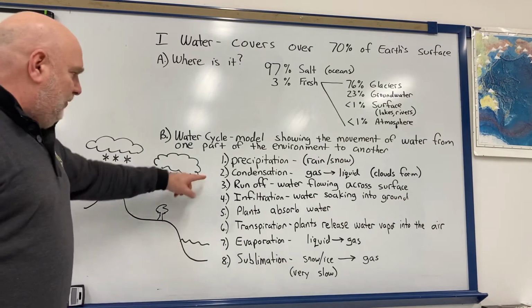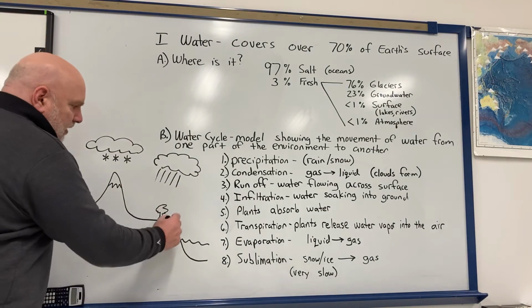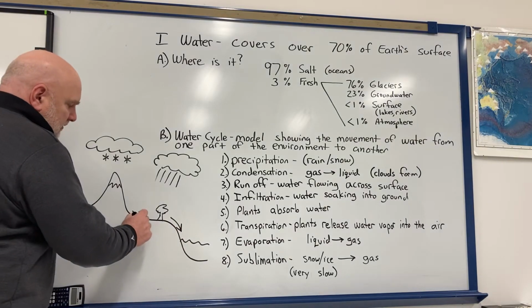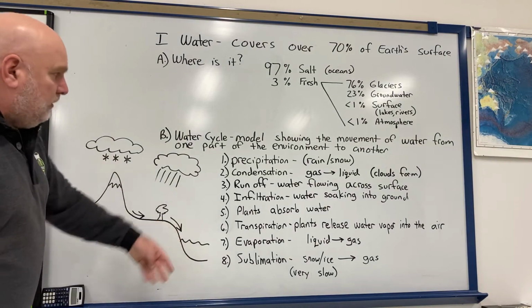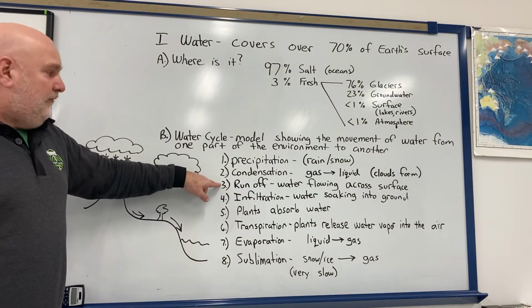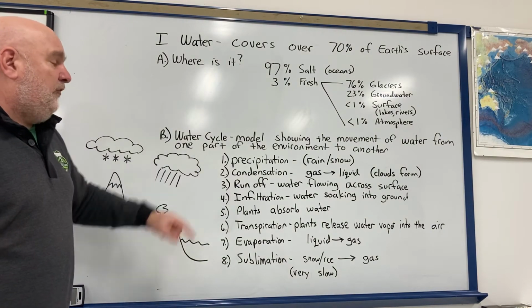One thing that can happen to it is it can hit the ground and just flow across the surface like that. When water flows across the surface, we call that runoff. So runoff is water flowing across the surface.